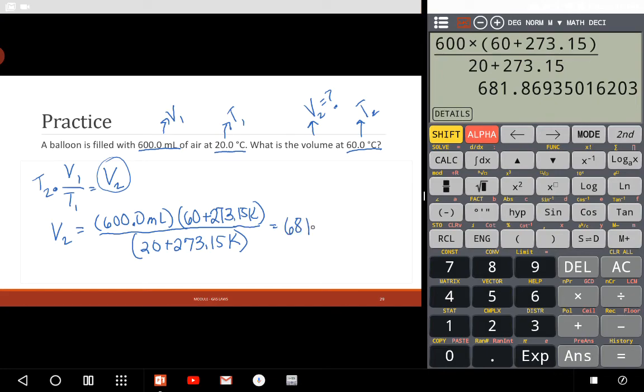And so that is 681.869. This is going to be significant to the tenths place because I didn't write the tenths place. So it's going to be significant to the tenths place, which is here. This is also going to be significant to the tenths place here. So both of those are going to have 4 sig figs. So I'm going to need 4 sig figs. And so that's going to be 681.9 milliliters.